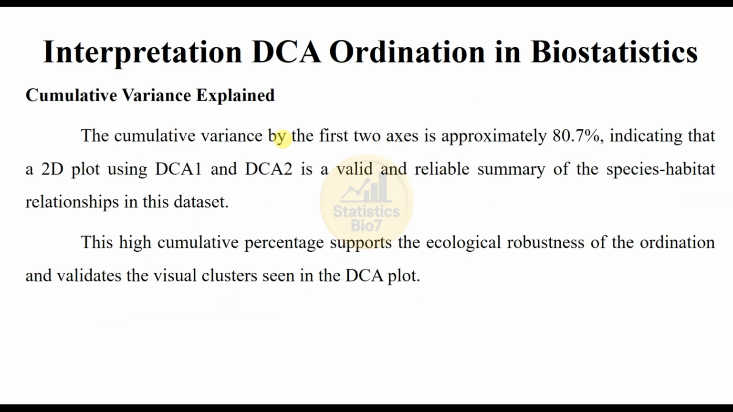The cumulative variation explained by the first two axes is approximately 80.7%, indicating that the 2D plot using DCA1 and DCA2 is a valid and reliable summary of the species-habitat relationship in the dataset. This high cumulative percentage supports the ecological robustness of the ordination and validates the visual clustering seen in the DCA plot.